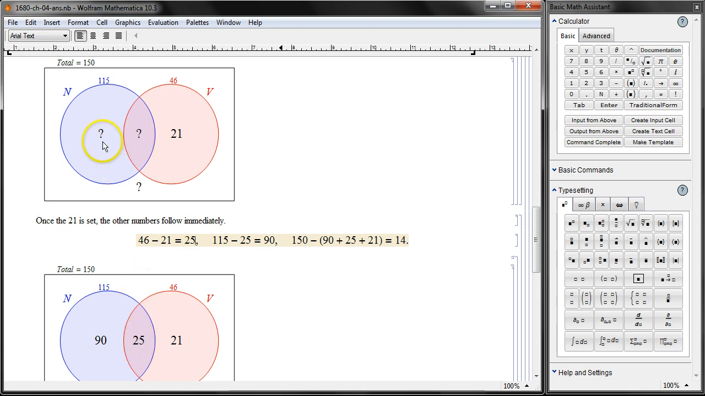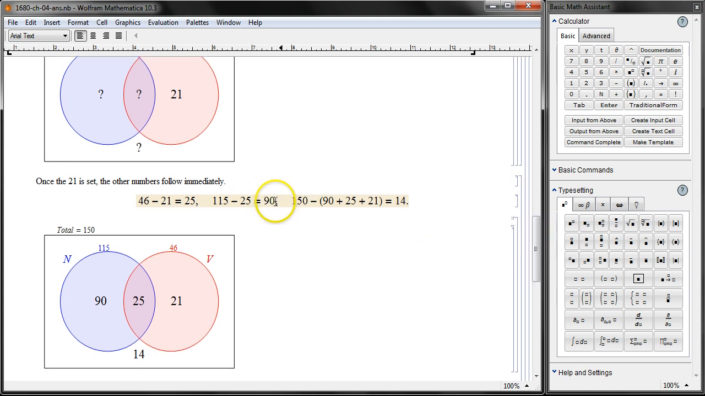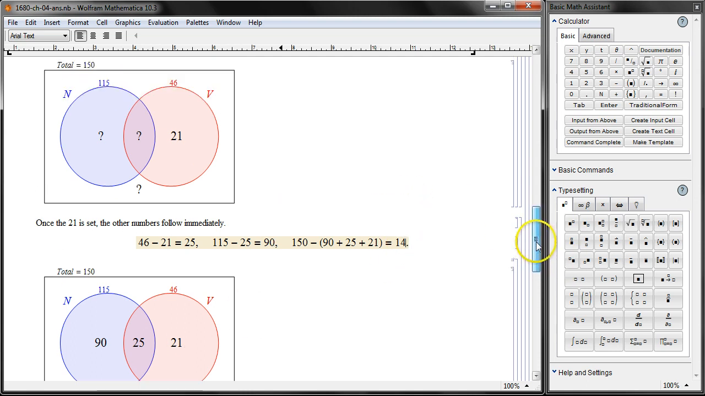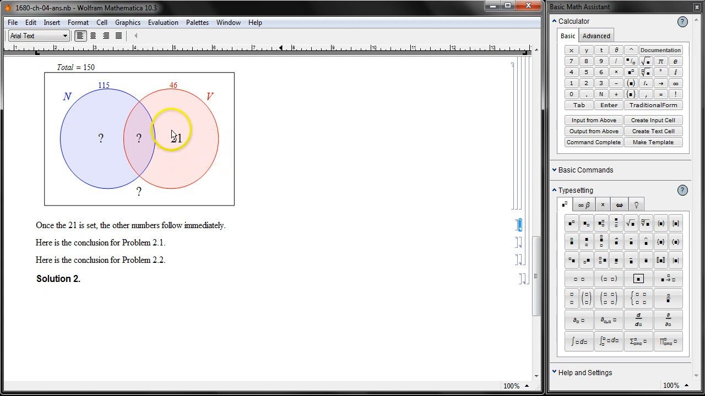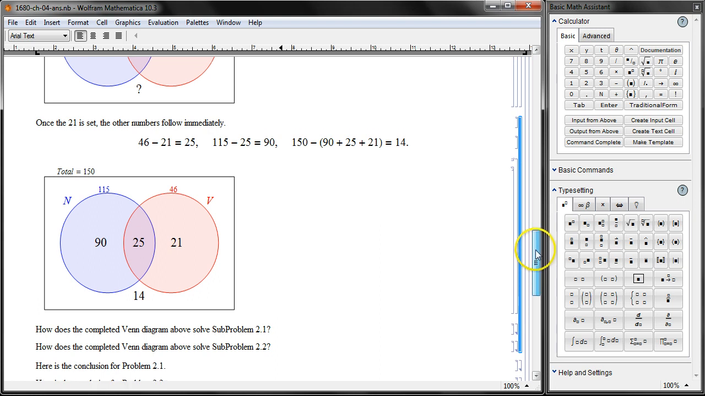And then how about the next one over here? Well, we are looking at the answer key here. Total 115, minus 25, so subtraction gives 90. And then subtracting all these numbers out of the total 150, you're going to get 14. So once you determine 21, the other question marks are easy subtractions. Just use your logic and thinking skills and we can do it.